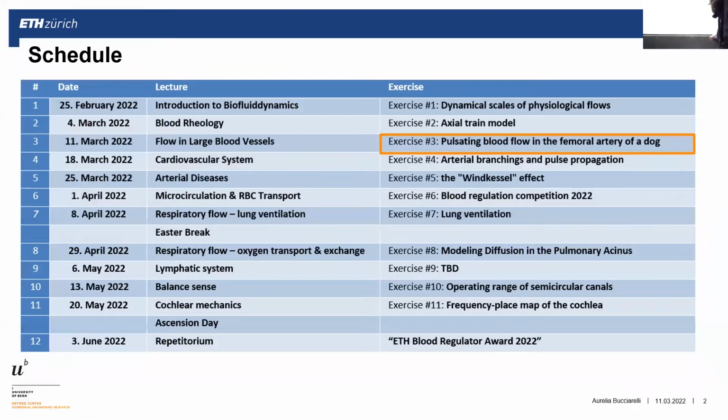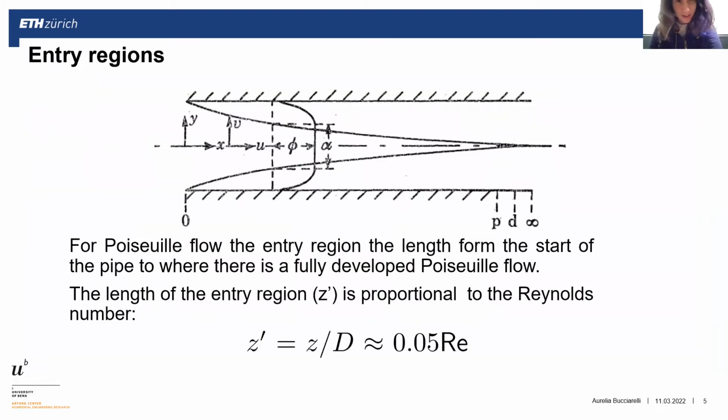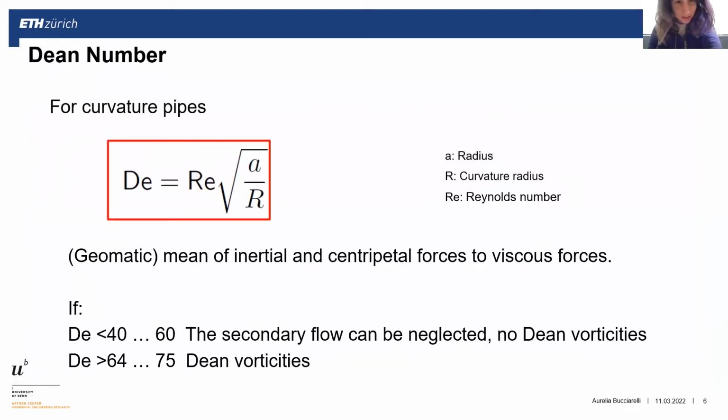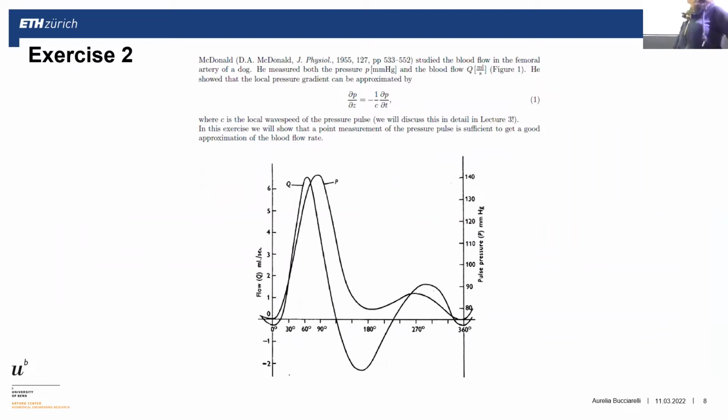So today we're looking at the pulsating blood flow in the femoral artery of the leg. So exactly what you saw in the last picture of the presentation at the end. The slides are online anyway, so you can go through them at home. This is exactly the same. So we have a femoral artery of a dog.